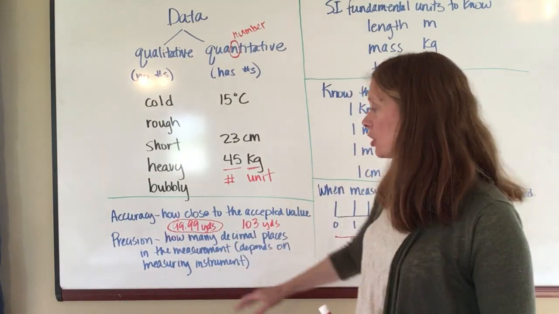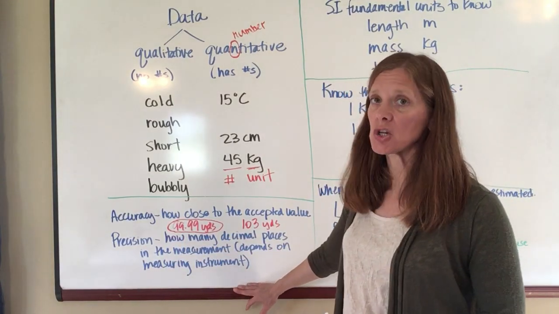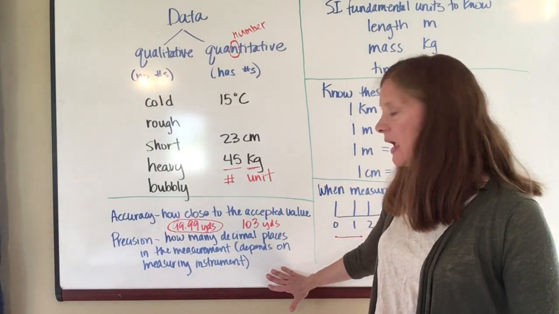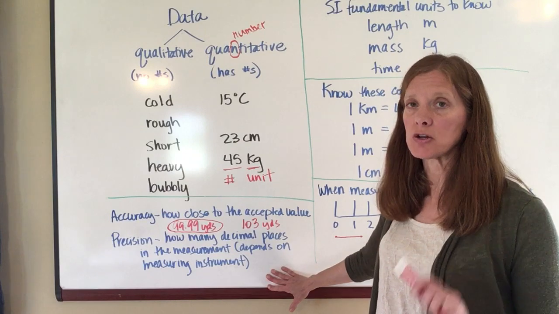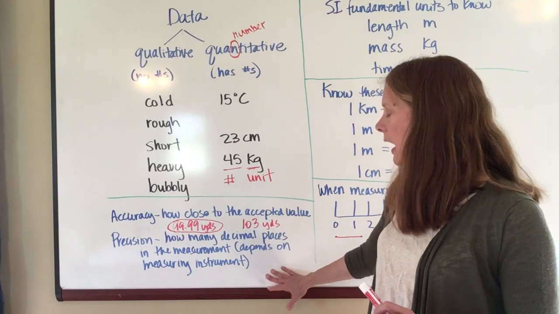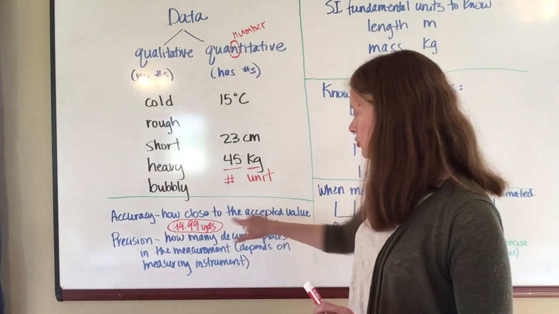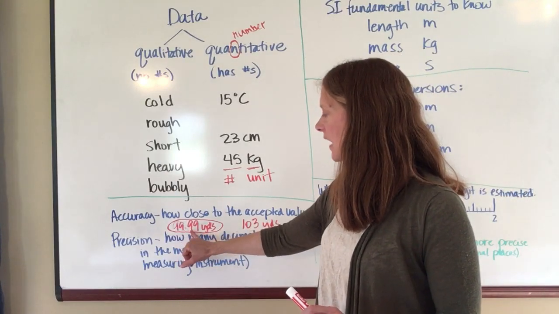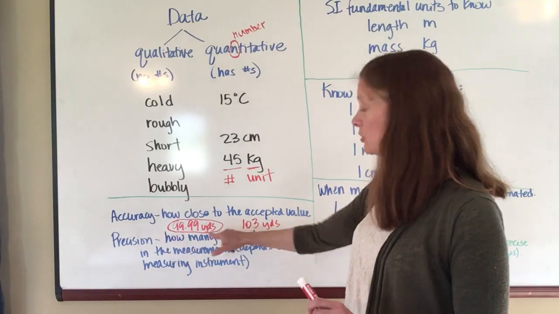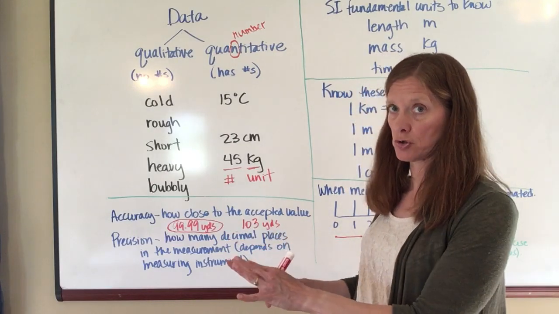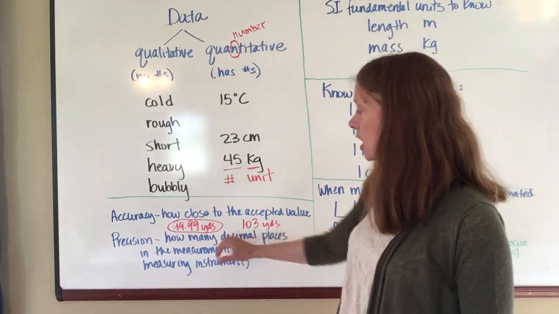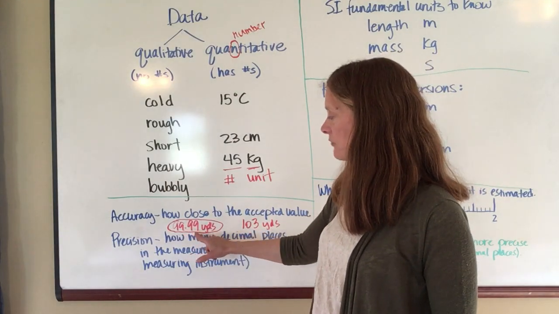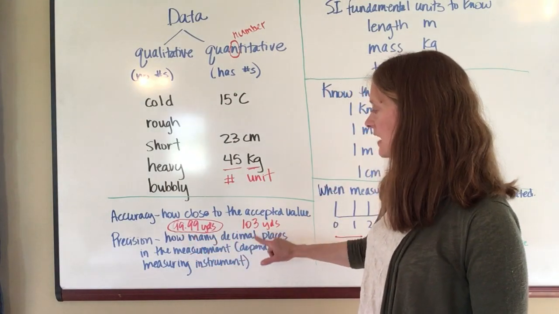Now there is also precision. And precision has to do with how many decimal places there are in your measurement. And it completely depends on what measuring instrument you're using. And so if I look at these two measurements, this one has more places after the decimal point. They're both measured in yards, and so you have to make sure that that's the case first. But since both of them are measured in yards, this has 2 places after the decimal point, and this doesn't have any.